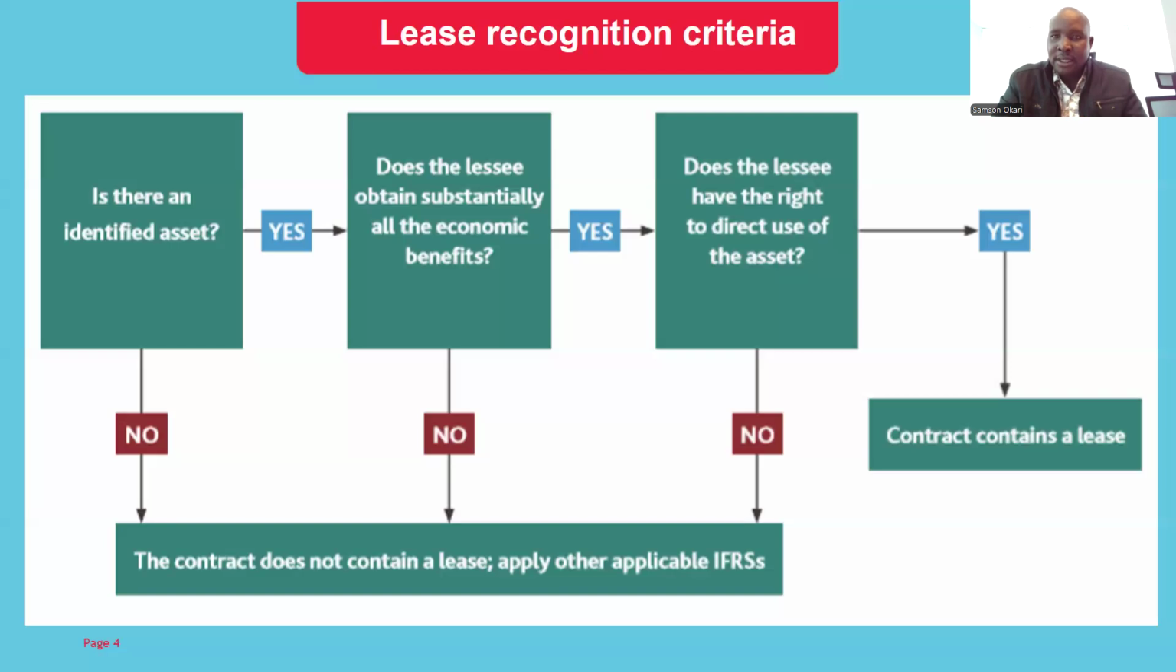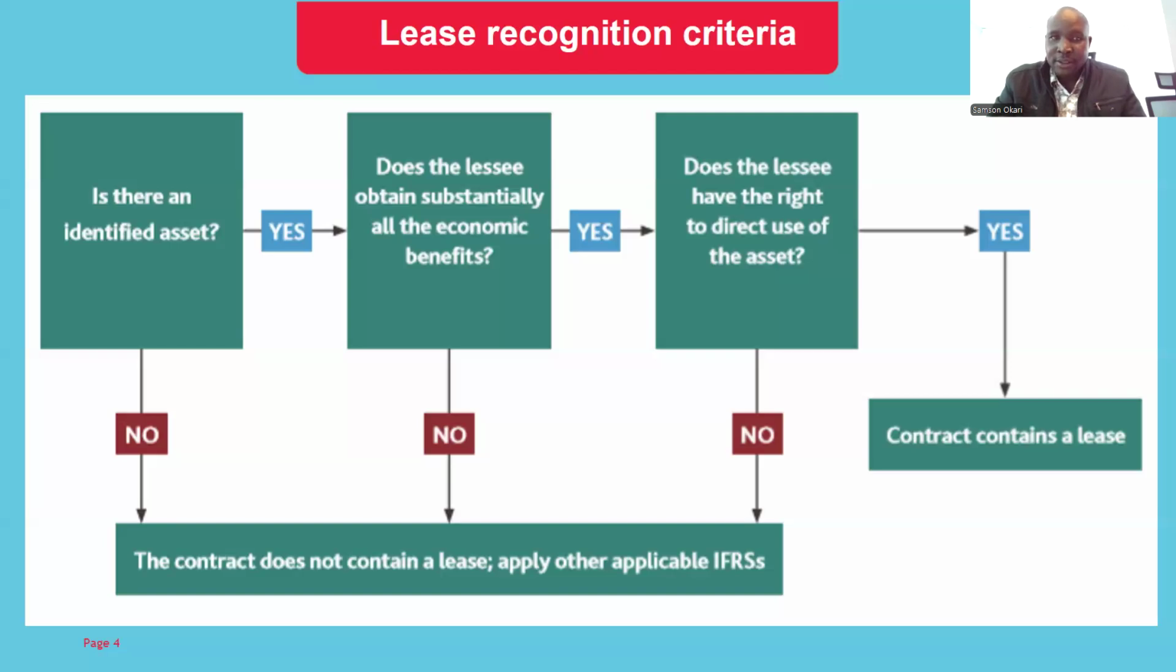The third question you need to ask is, does the lessee have the right to direct use of the identified asset? And in this, we mean that we are looking at whether the lessee is the one who directs how and for what purpose the asset is used. And if they have the right to direct the use of the identified asset, then that contract contains a lease. So if the three questions are in the affirmative, then it implies that that contract contains a lease, and therefore we need to account for it using IFRS 16.